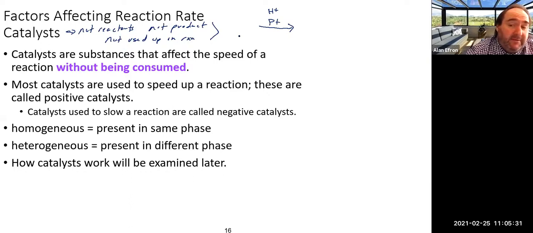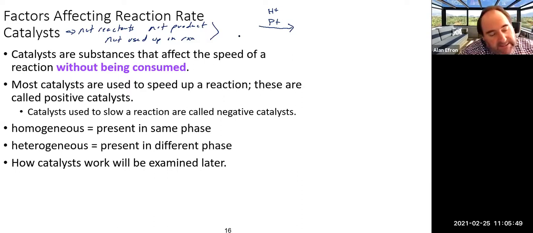But there are actually catalysts that can slow down reactions in certain cases. They're sometimes referred to as negative catalysts. Again, instead of speeding up the reaction, they tend to slow it down. As we'll talk about towards the end of this chapter, there are different types of catalysts.